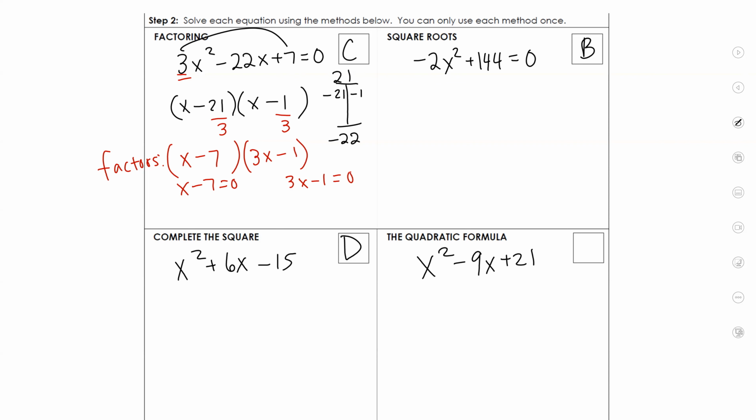So when I solve, I'll get x is 7. And move that over here. So I'll get 3x equals 1. So you'll get x is 1/3 when you solve. So those are your two rational solutions. You can easily graph that.